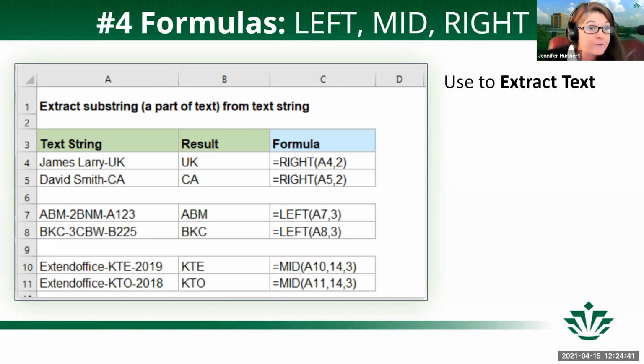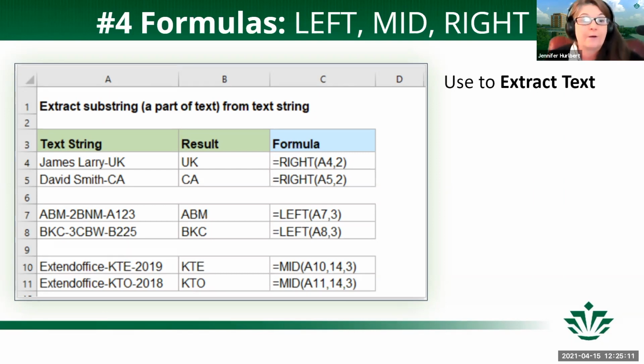Similarly, LEFT. In this case, I want to look at this ABM and I want to return the first 3 characters. So it pulls out just the ABM, or in the BKC. RIGHT and LEFT, I think RIGHT's been my favorite to use, because when you want to pick like the right 4 digits of someone's 800 number because you're trying to anonymize, that's a really valuable way to use it.